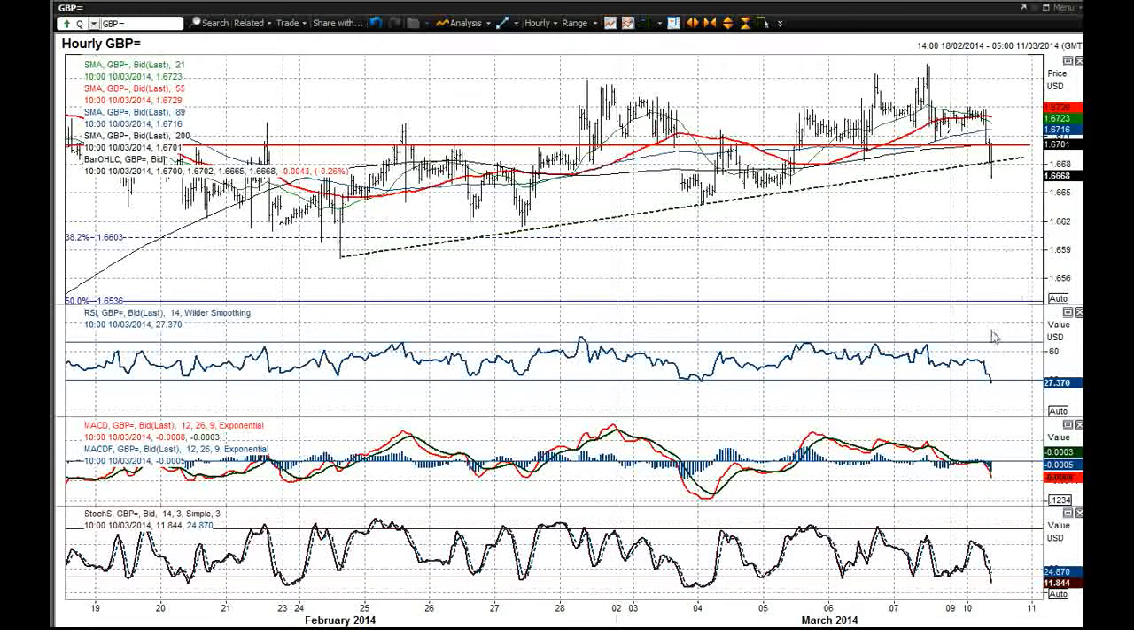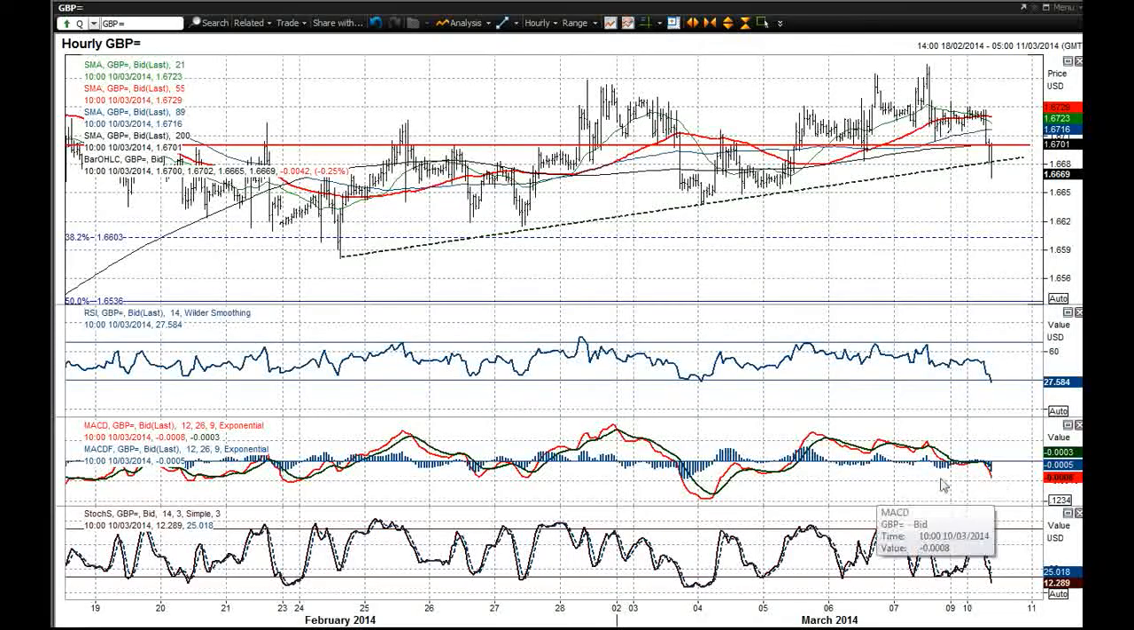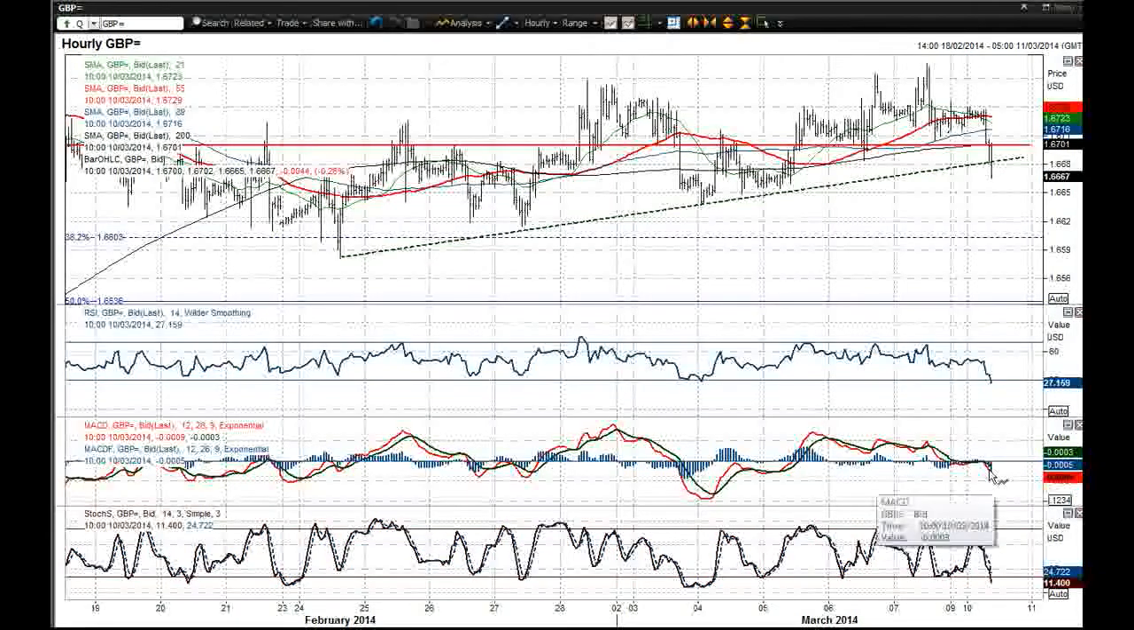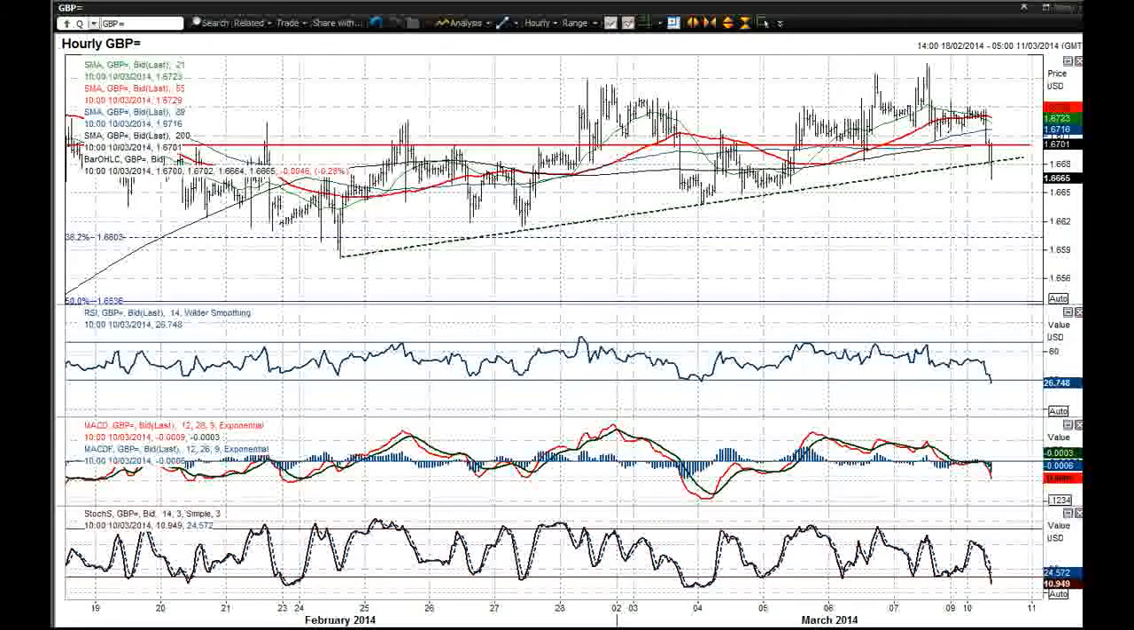The momentum indicators have turned bearish actually on the intraday basis. This RSI has now gone into oversold territory, so you may see a bounce, but negative configuration nonetheless. Also the MACD lines are below the zero as well, so near term, very, very near term, this cable chart is under pressure.